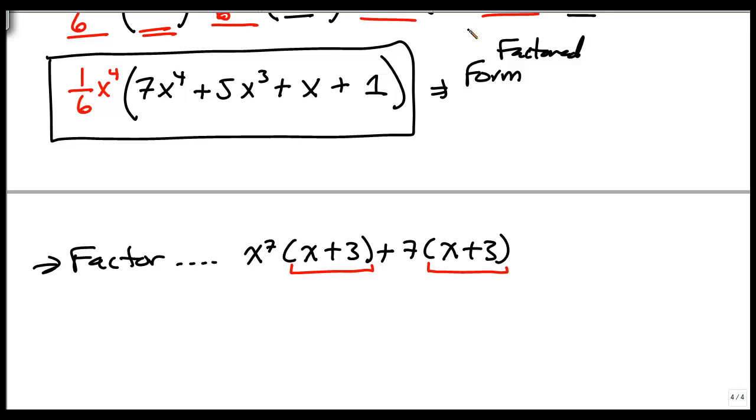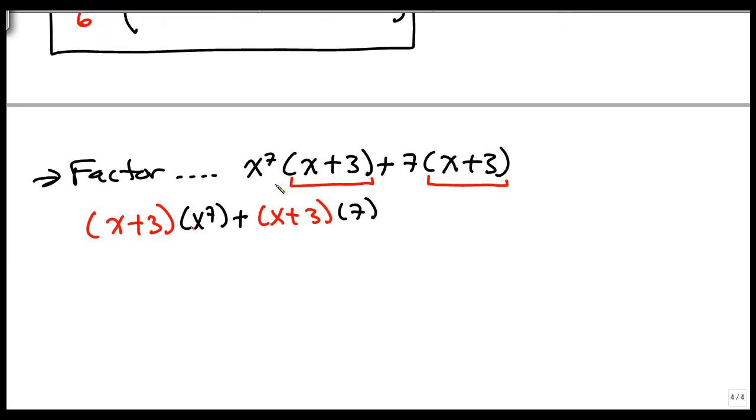So I can take this, and if you want to think about rewriting that out front, if it helps you visualize that, I have an x plus 3 times x to the 7th plus x plus 3 times 7. So again, what I see that's common is the x plus 3, and I need to pull the entire binomial out front. So in this case, x plus 3 is my greatest common factor.